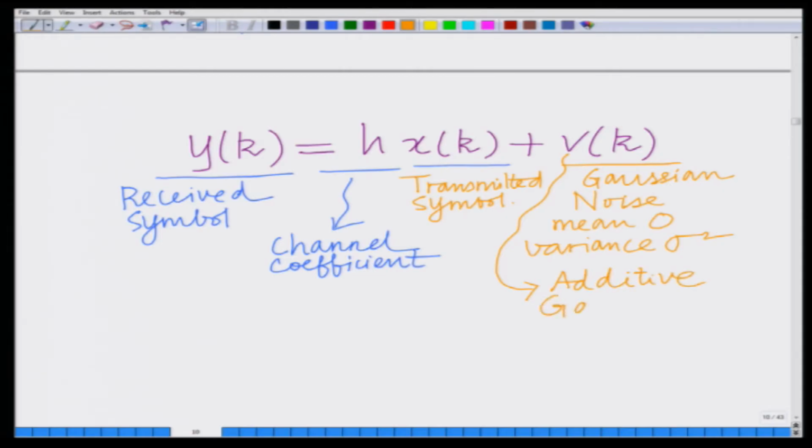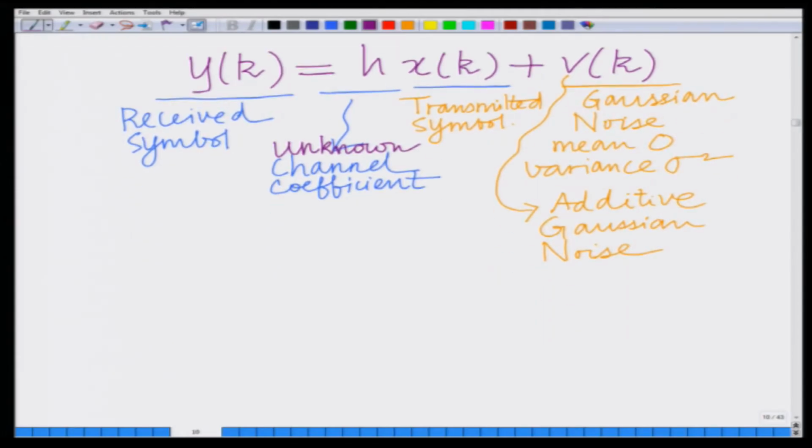In fact, that is a popular nomenclature. This is known as additive Gaussian noise, and this channel coefficient h is unknown to begin with. This is the channel coefficient which has to be estimated.